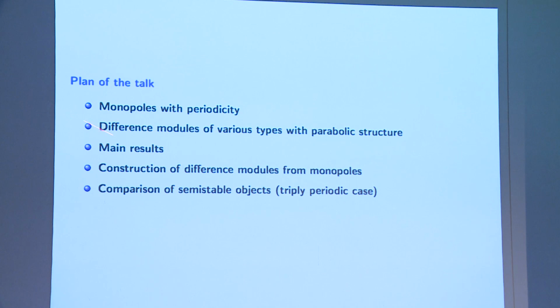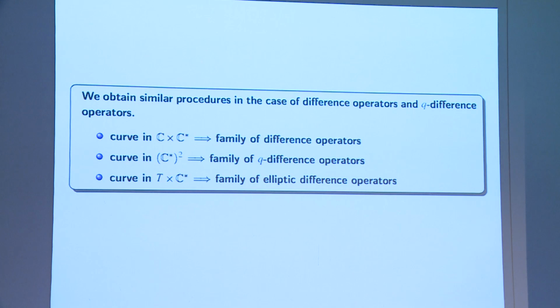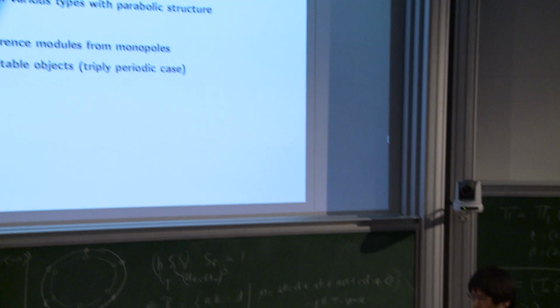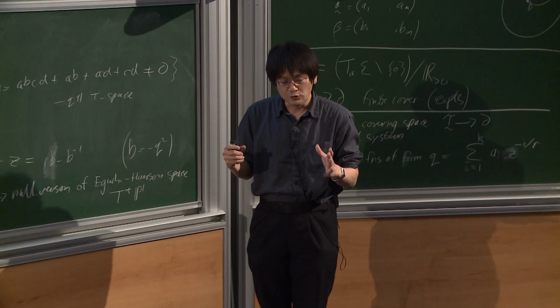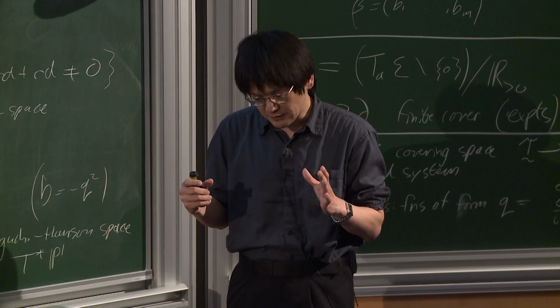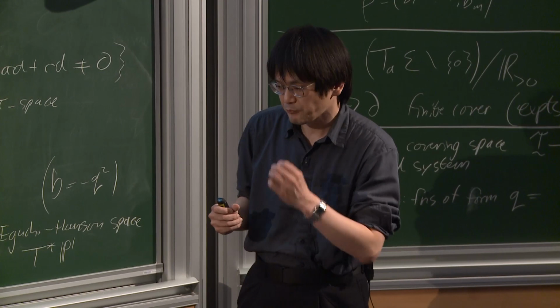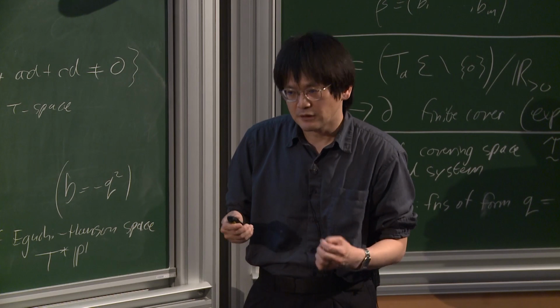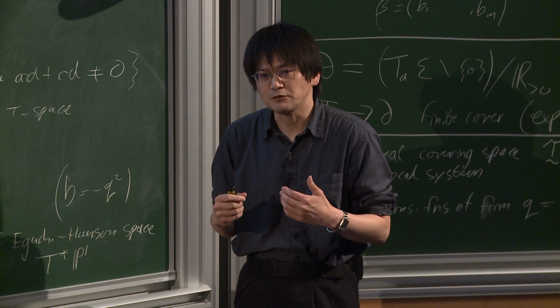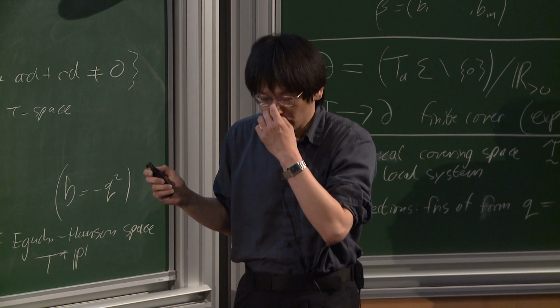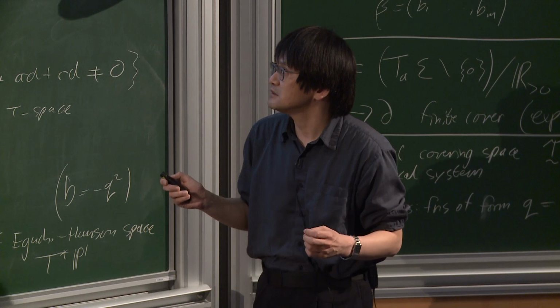And to obtain the main results, there are many things to be clarified. But I would like to explain the construction of difference modules from monopoles. Actually, there is a very classical idea to obtain holomorphic objects or algebraic objects from monopoles, which was efficiently used in previous studies. And of course, the idea is also important in my construction. But in most cases, we need some modifications, which I'd like to explain. And I would also like to mention the comparison of semistable objects in the triply periodic case.